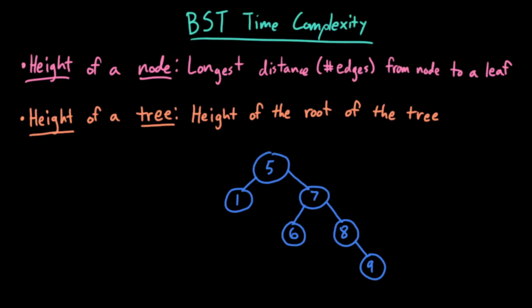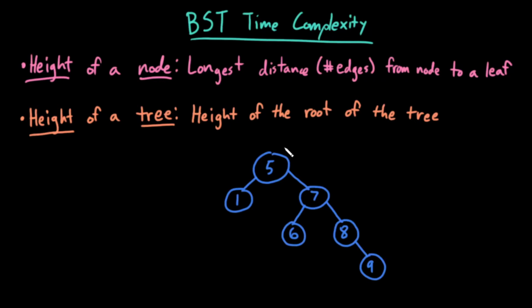Before we can consider the time complexity of insertion, removal, and finding in a binary search tree, we have to talk about the concept of tree height. So first, let's talk about the concept of the height of a node in the tree. The height of a node in the tree is the longest distance, in other words, we're counting number of edges to define distance, from that given node to any arbitrary leaf. So out of all possible leaves it could go to, it's the longest distance from that node to a leaf.